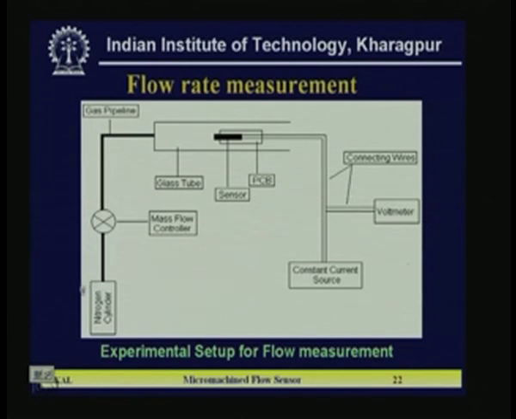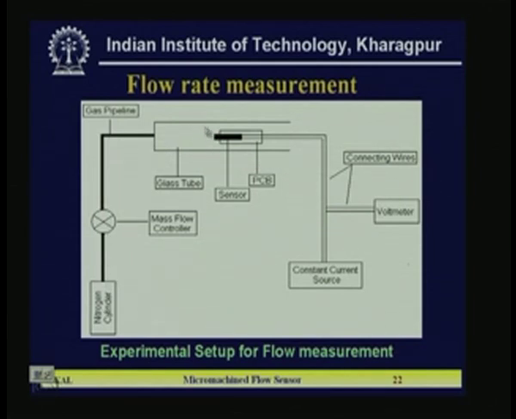Now, the flow rate measurement. This is the setup which is used for measuring the flow, and here is the nitrogen cylinder, because we are measuring the nitrogen flow; basically we can say it is a calibration curve. The gas used is nitrogen, and from the cylinder there is a mass flow controller which can control the gas flow from the cylinder.